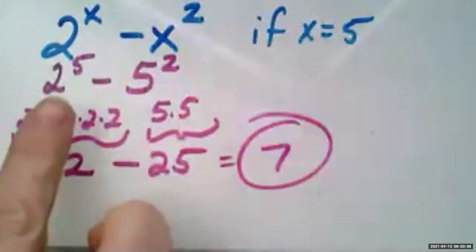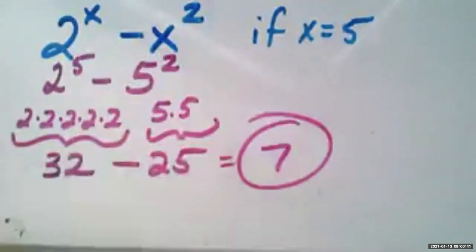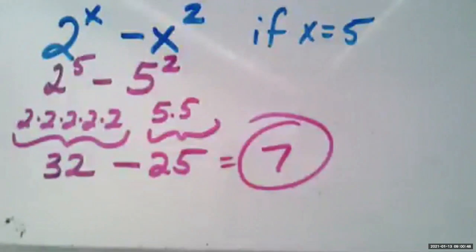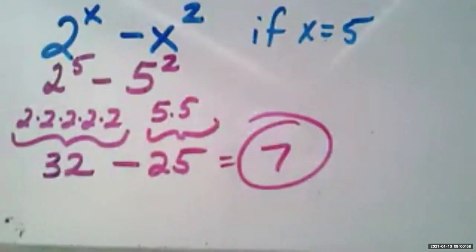Don't forget, when you have exponents, it means how many times you have to multiply that big number, the base number. All right. That kind of leads us into some more practice. Yup, the answer is 7. That leads us into some practice on math.